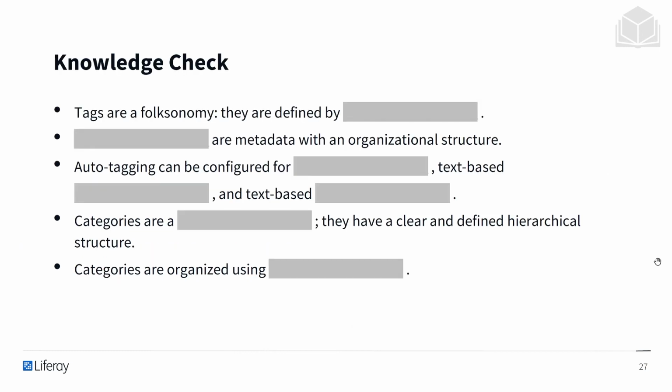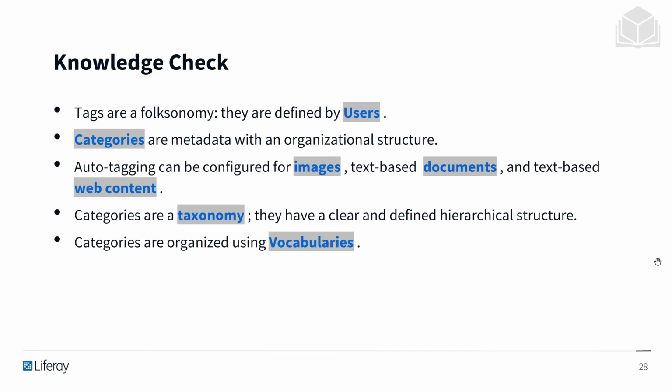Time for a knowledge check on this short video. Tags are a folksonomy. They are defined by the users. Categories are metadata with an organizational structure. Auto tagging can be configured for images, text-based documents, and text-based web content. Categories are a taxonomy. They have a clear and defined hierarchical structure. Categories are organized using vocabularies.